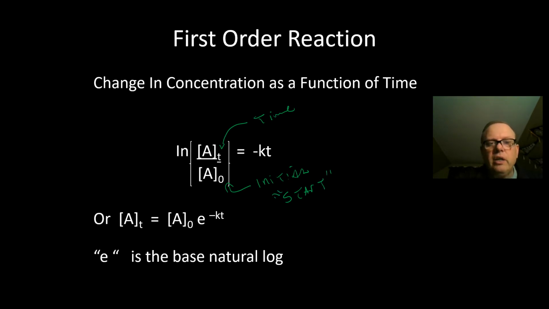So ln of the concentration at whatever time we're concerned with over the initial concentration is equal to negative KT. Or concentration at time, if that's what we're trying to determine, is equal to the initial concentration times e to the negative KT. Both of these are essential. Make sure you've got them copied down and make sure they're copied down correctly because they will be with us for the rest of the unit.